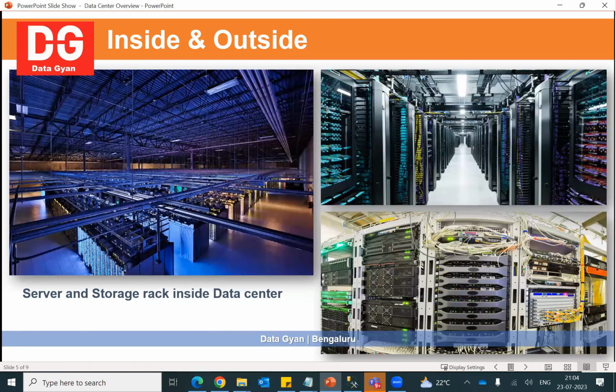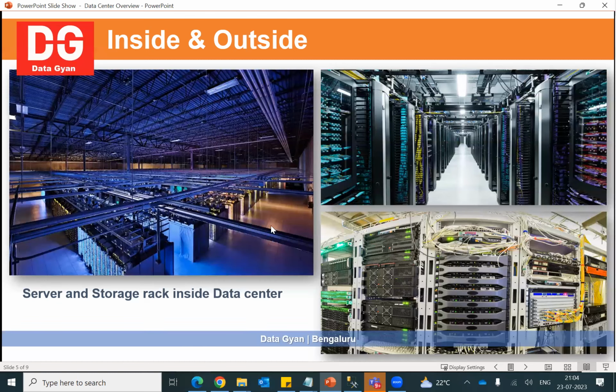And you have the servers. So servers will basically have different operating systems, and then your applications, all these sorts of things you'll have inside the server. I'm not sure which data center this is, but basically it looks like that.